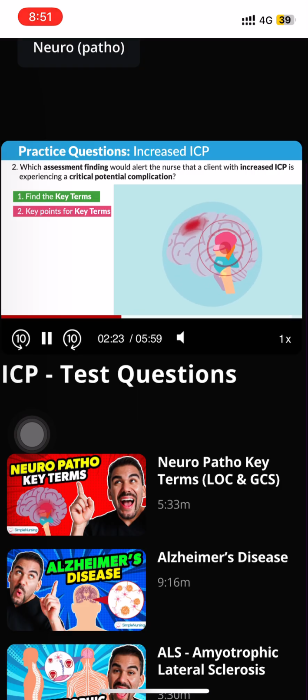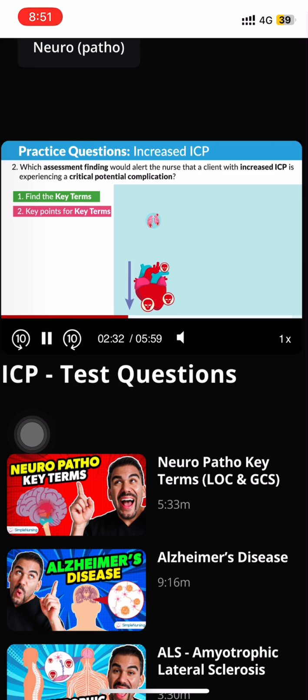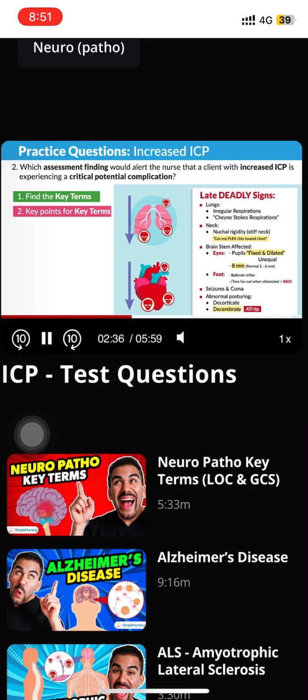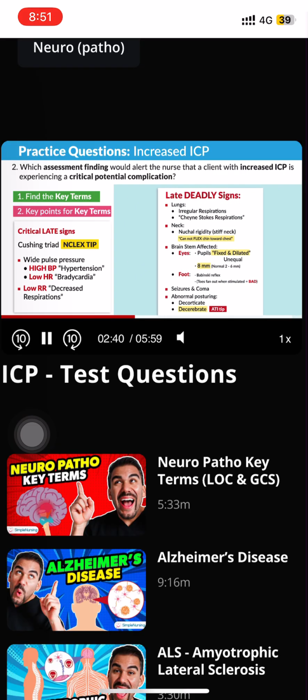So increased ICP, remember, the brainstem is being crushed from all that pressure, leading to crushed vital signs, since the brainstem controls the heart rate and respiratory rate. And make sure you know these late deadly signs on the screen, as the most deadly signs are typically the most tested signs, since it will save the client's life. So I'd recommend pausing the screen and looking at the highlighted options here.